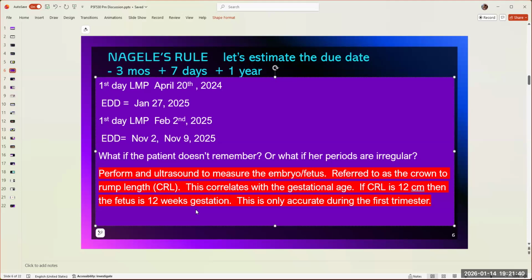But so is Nagel's rule, pretty accurate. If we go into the second trimester, which starts at week 13, it's not as accurate. It might be off a week more or less, earlier or later. And by the time you get to the third trimester, it's off more. But we can measure bone length too, as long as we have a normal fetus.